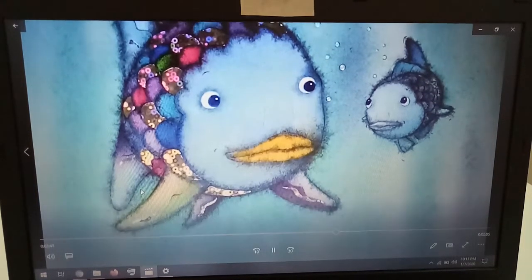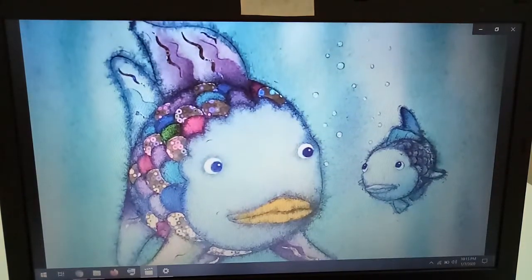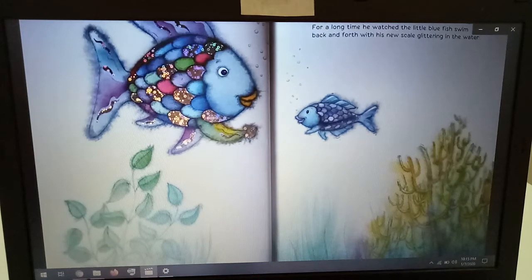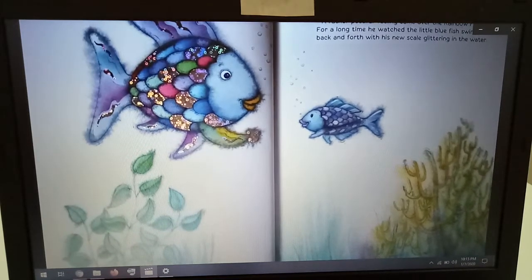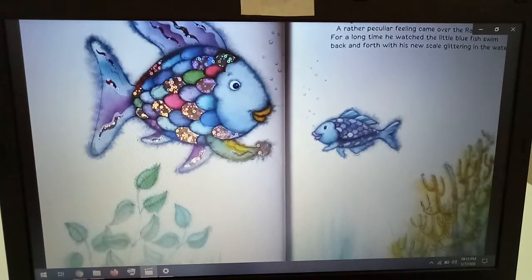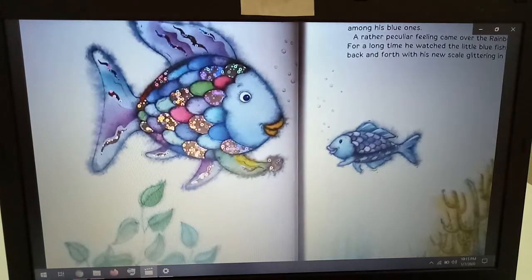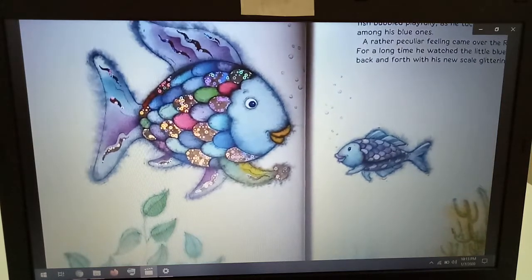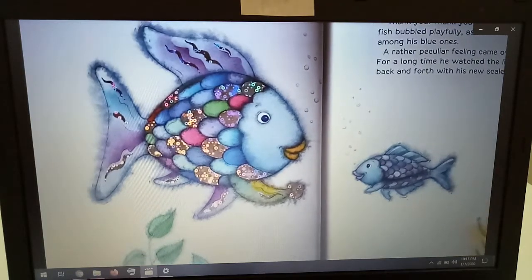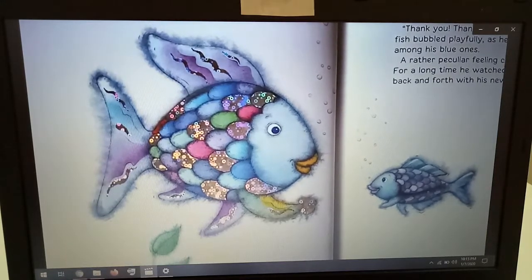So let's continue. "One more shimmering scale," he thought. "Well, maybe I wouldn't miss just one." Carefully the rainbow fish pulled out the smallest scale and gave it to the little fish. "Thank you very much," the little blue fish bubbled playfully as he tucked the shiny scale in among his blue ones. A rather peculiar feeling came over the rainbow fish. For a long time he watched the little blue fish swim back and forth with his new scale glittering in the water.